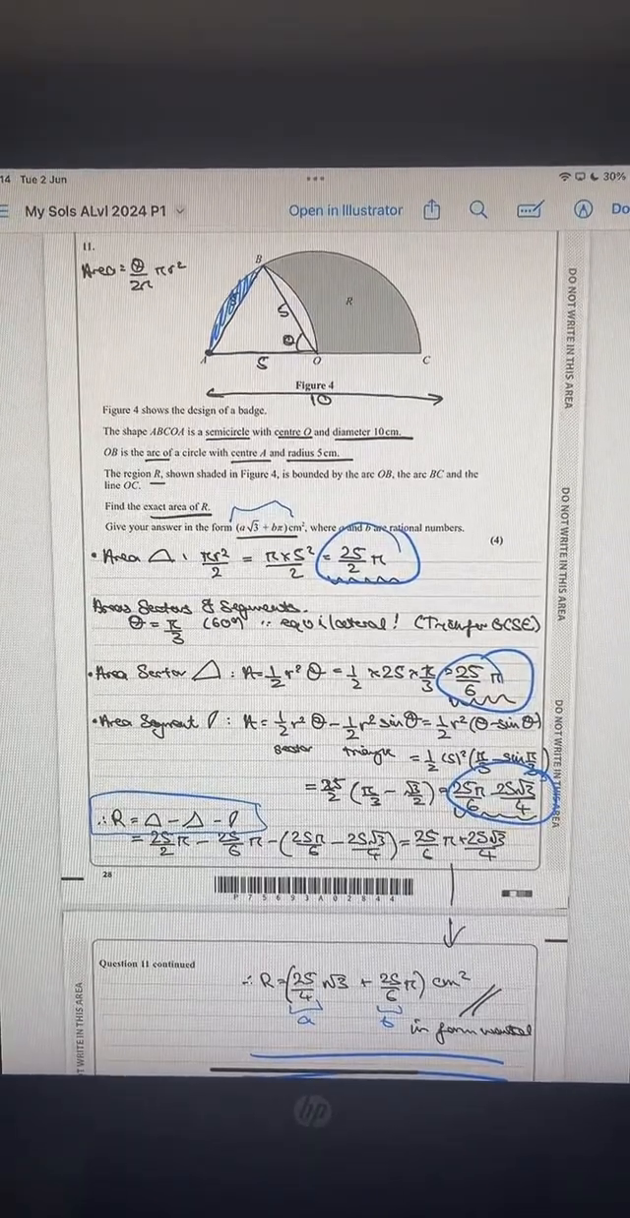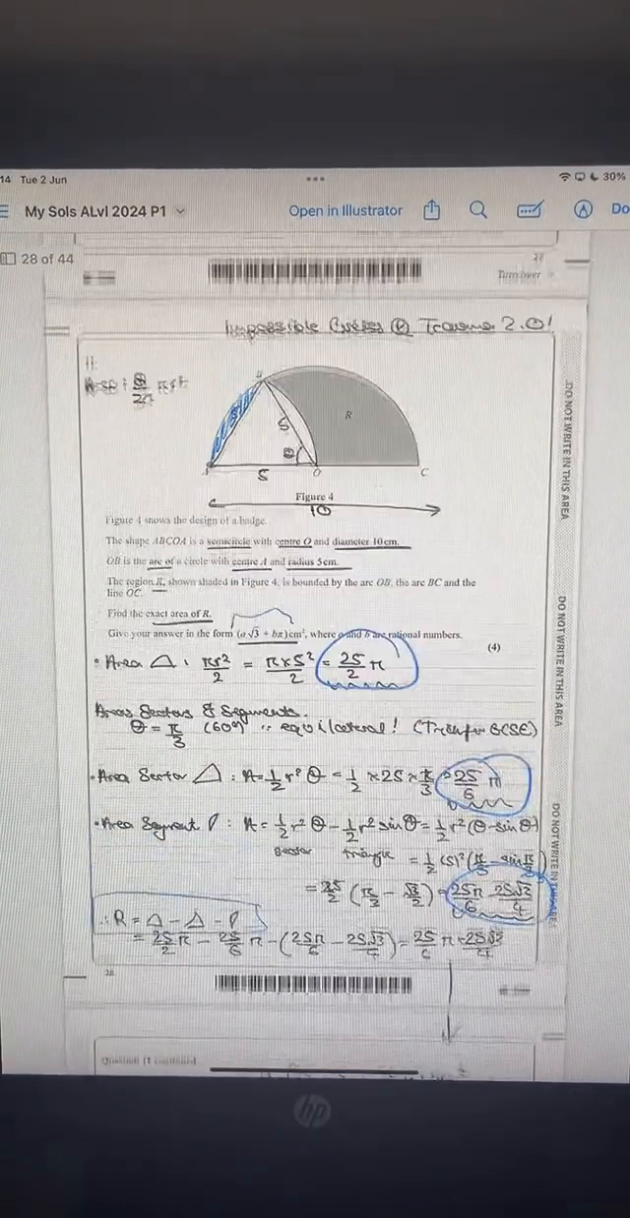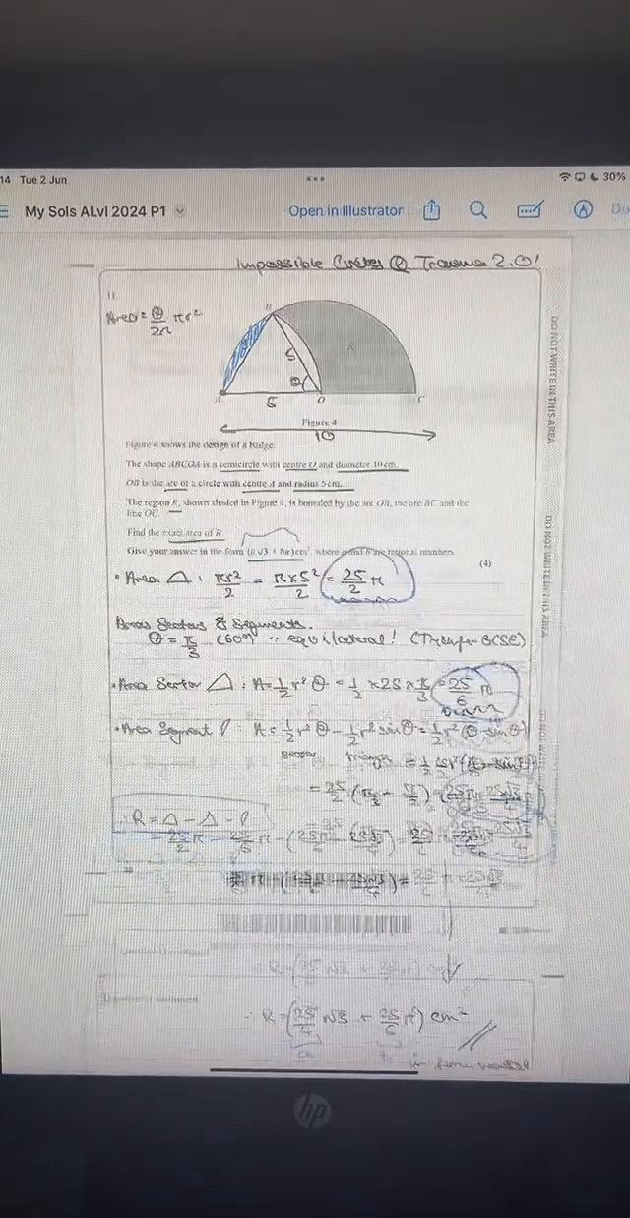Perfect, no worries, Ollie. So, yep, that is version 2 of the impossible circles question, which they love to give to us again. They knew we didn't like it, so they gave it again. Oh, they think they're funny.